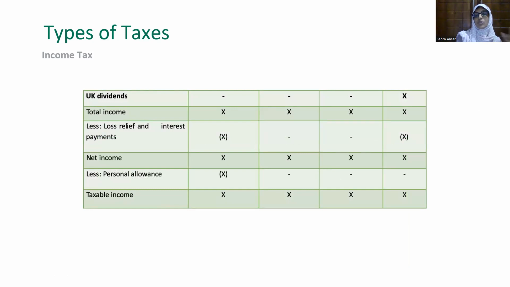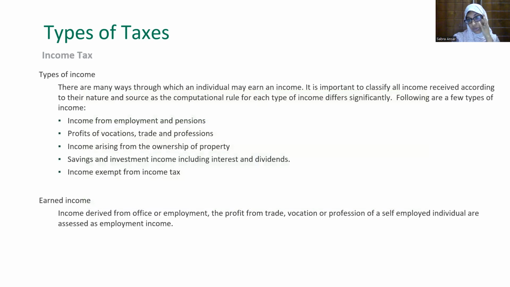And there are a few things which will be reduced from the income, one would be loss relief and interest payment, and then you get the net income after that, and then it could be personal allowance and taxable income as well. So these things I'm just explaining to you. It's not necessary for you to know any of these. It's just that the knowledge of income tax, different types of taxation and those kind of things are necessary under your module.